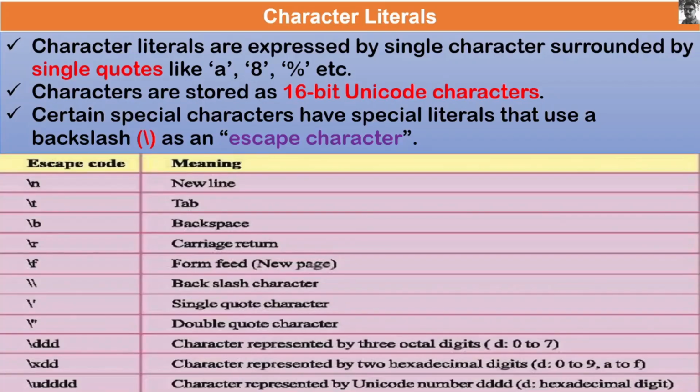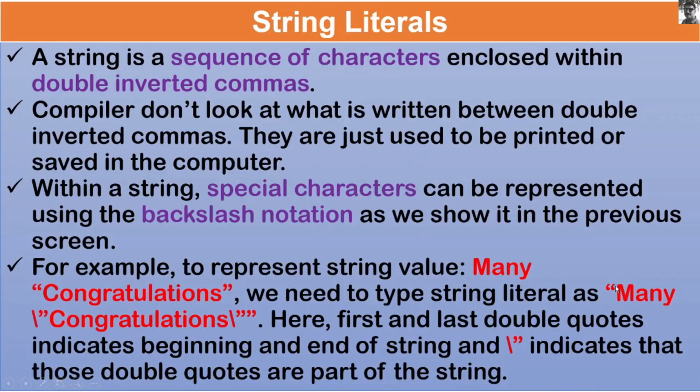You know that string literals are written within double inverted commas. So the very first double inverted comma and the last double inverted comma indicate the beginning and end of the string. And backslash double inverted comma indicates that those double inverted commas are part of the string and are to be printed whenever it is printed as the output. So it will print many and then it will print congratulations within double inverted commas. So simply remember that whenever you want any special character to be printed, it should be preceded by a backslash.